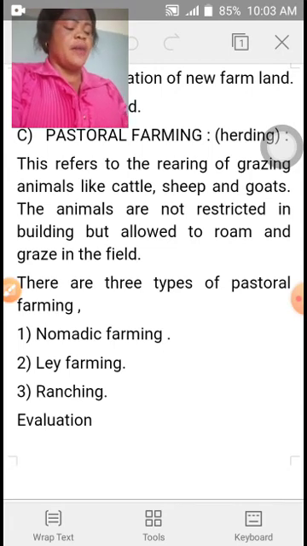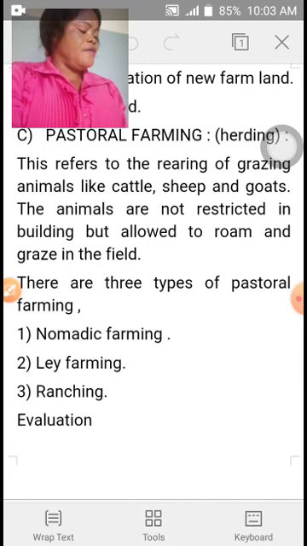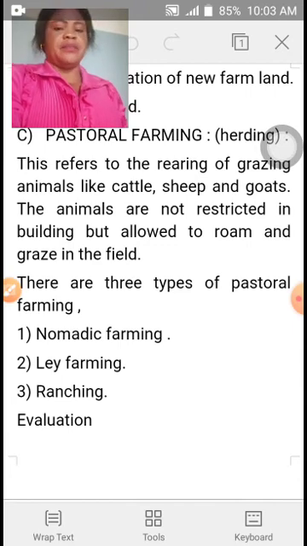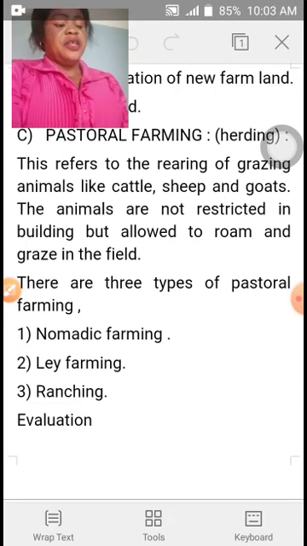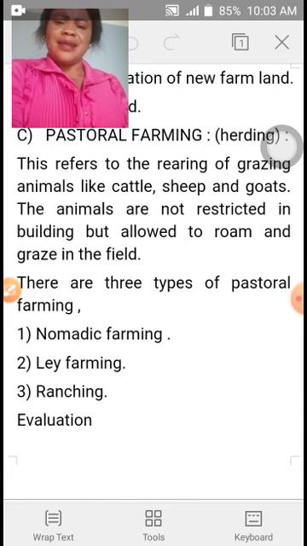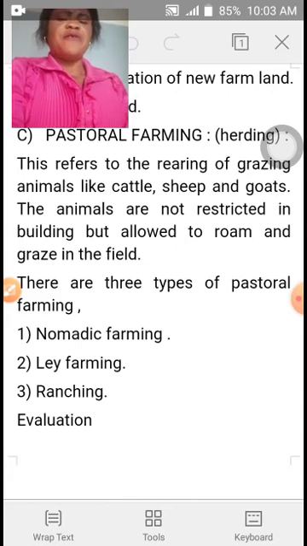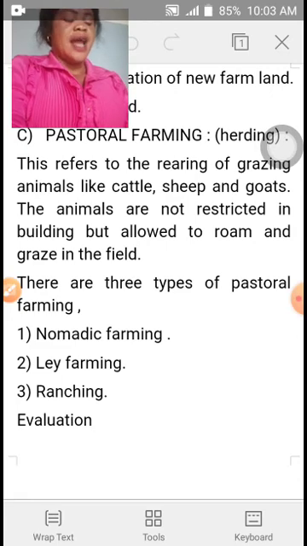Lay farming. What is lay farming? Lay farming refers to the system of farming whereby pasture and crops are combined together on the same plot of land. That is what lay farming is. I will say that again, this refers to the system of farming whereby pasture and crops are combined together in the same plot of land.